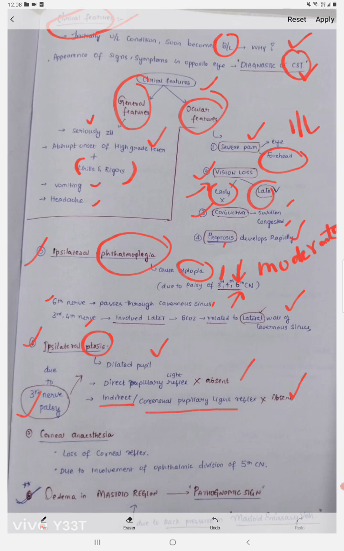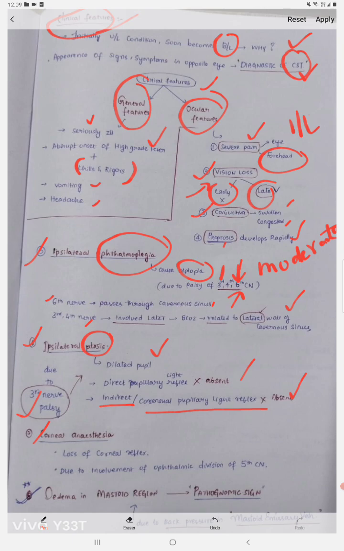The indirect or consensual pupillary light reflex is also absent. If you throw light on one eye, the other eye will respond; that's called the indirect pupillary light reflex. Here, if you throw light on one eye, the other eye will not respond. That's why we are saying the indirect light reflex is absent. Another one is corneal anesthesia, because the third, fourth and sixth cranial nerves are involved.